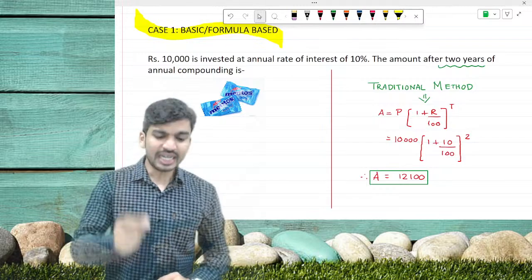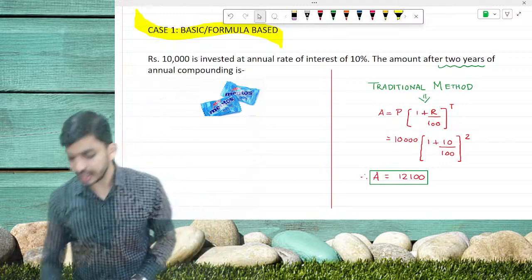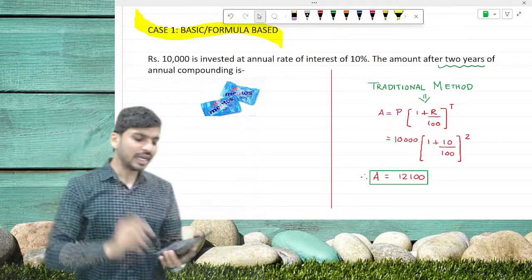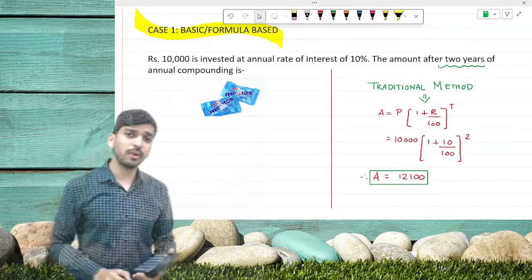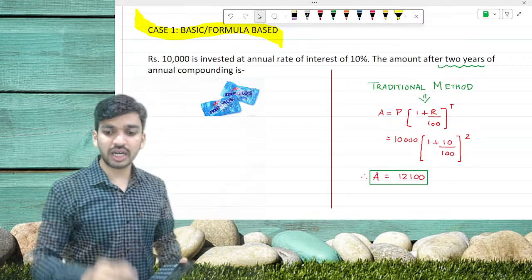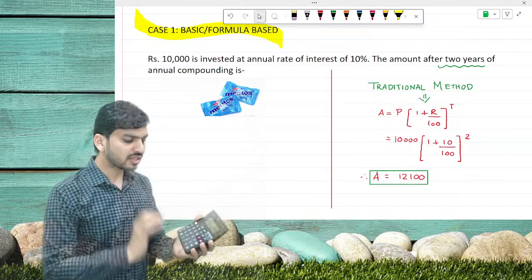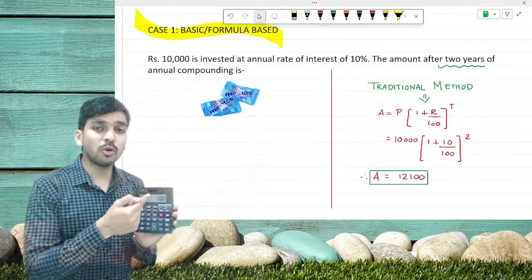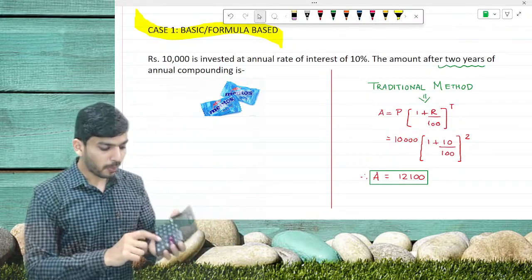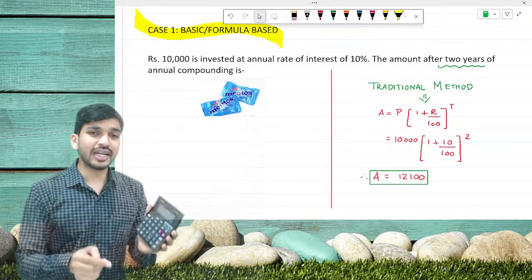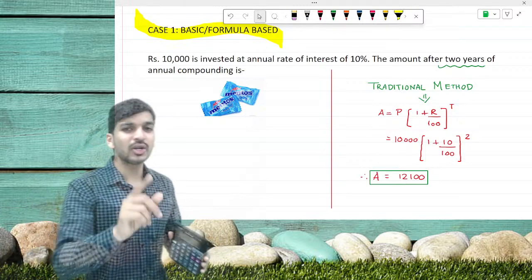So 10,000 is the principal amount. Without writing, we are going to directly use the calculators. So all of you put 10,000 on your calculator. Correct? 10,000. Now the rate of interest is 10% for 2 years. So plus 10%, that comes to 11,000. That is the amount after 1 year. Plus 10%, that is 12,100. That is the amount after 2 years.